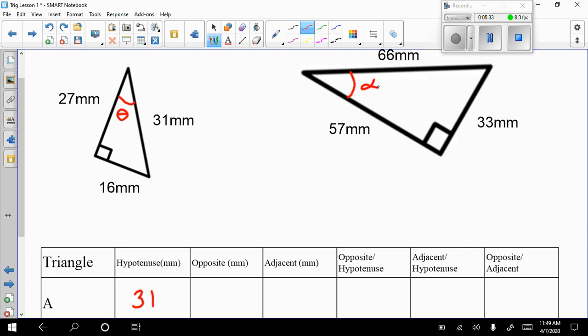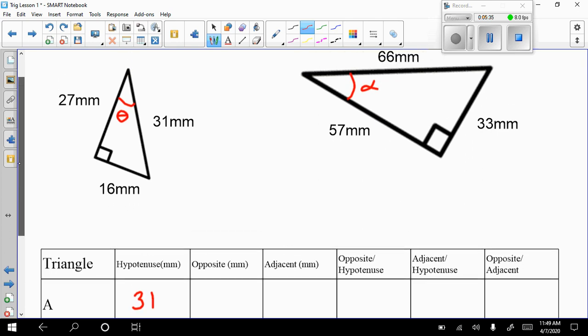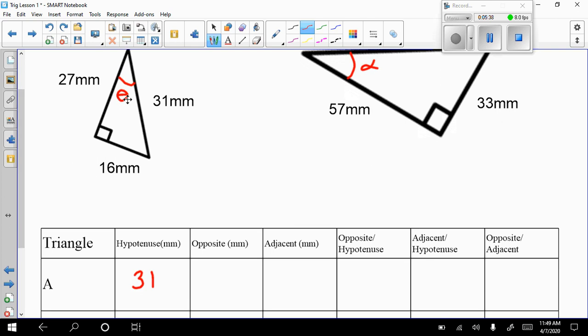Okay, so let's go back to triangle A and look at this. Relative to theta, the hypotenuse is 31 millimeters. It's across from the right angle, so I'd label it as 31 millimeters. Now, the opposite side of theta is 16 millimeters. That's the length of the opposite side, and the adjacent side is 27 millimeters. Okay, so we've written down the lengths of the sides relative to theta.